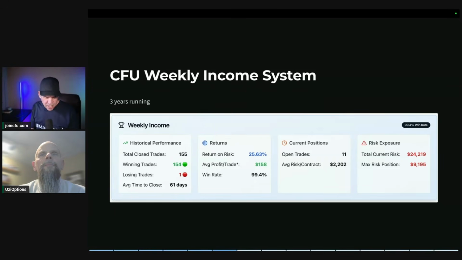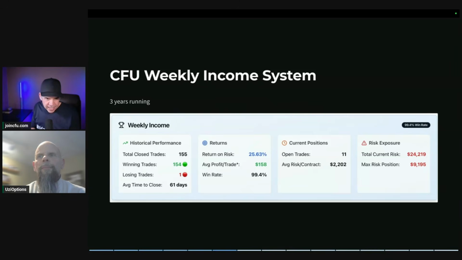This is one of our top ranked performing systems that we have. We've only lost 1 trade out of 155 that we have closed off. It's phenomenal. We've done very well with this. How do we do that? Well, we do take a little bit longer duration. It does take on average about 60 days.